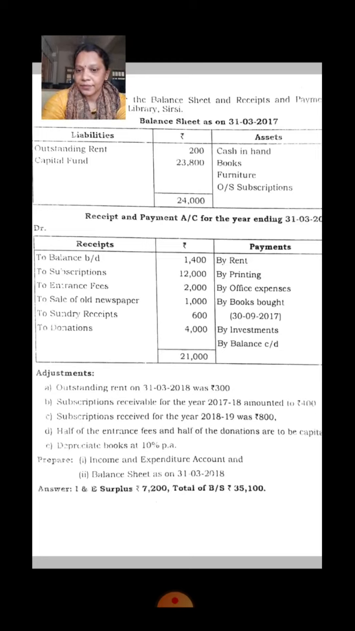Add, right? Subscription received for the year 18-19. So next year, some subscription received for next year, related to next year. So for next year related, what should we do? Tell me. Less. Next year's should be deducted, previous year's should be deducted, only the current year's should be added.